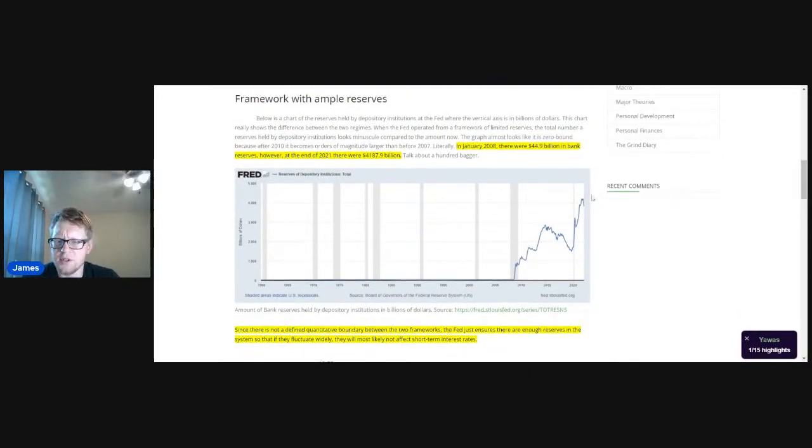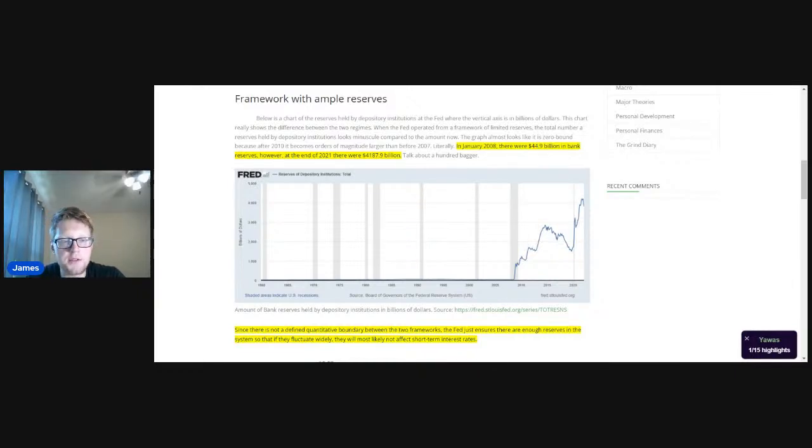With ample reserves, it's a little bit different. I'll show this FRED chart of the reserves of depository institutions going back to 1960. In January 2008, there were 44.9 billion in bank reserves held by depository institutions, and we can see that by this little dot here, the end of the line. Afterwards, it just goes up, as you can see. So I'd say that's a pretty obvious difference between limited reserves here and ample reserves up here on the right, where it just goes up.